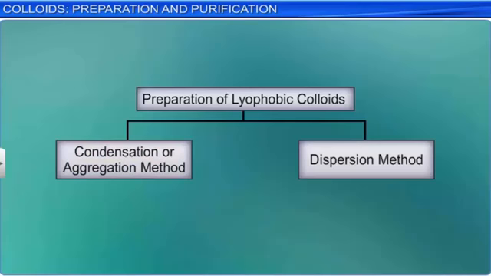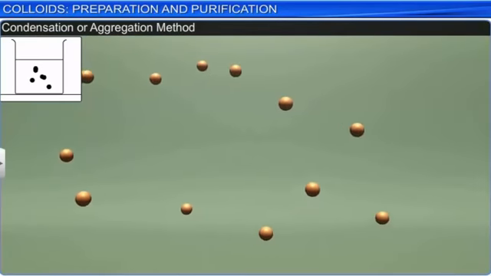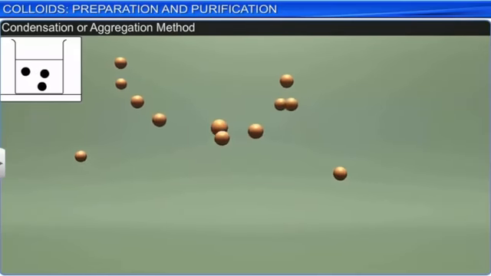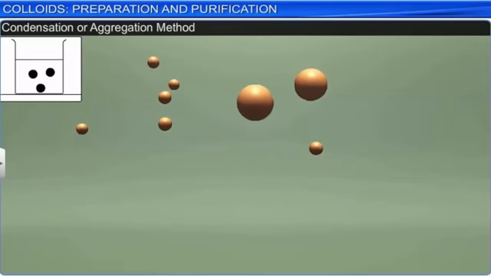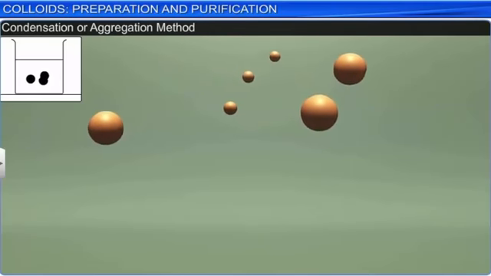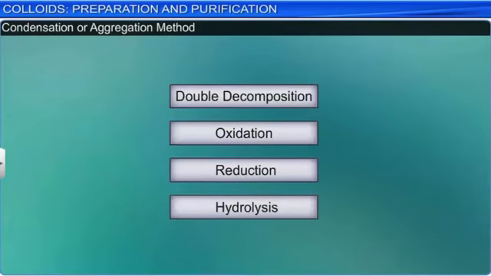As the name suggests, in condensation methods, the smaller particles of the dispersed phase aggregate to form larger particles of colloidal dimensions. That is, the constituent particles in true solutions, such as ions or molecules, are allowed to grow in size to particles of colloidal dimensions. The colloidal solutions are obtained by certain chemical reactions, namely double decomposition, oxidation, reduction, and hydrolysis.